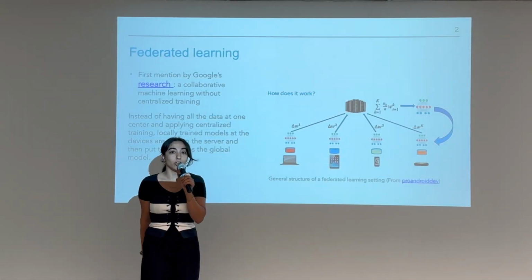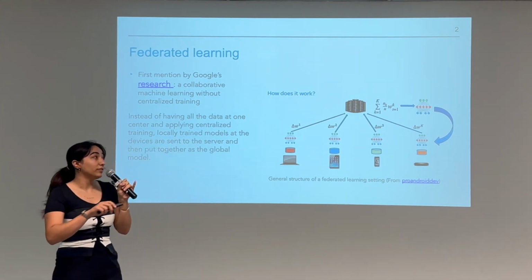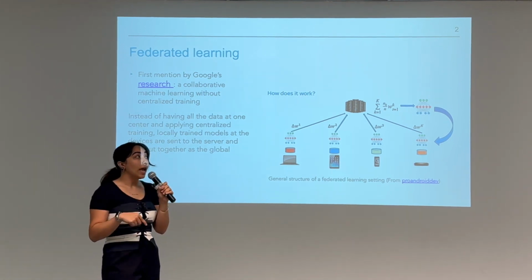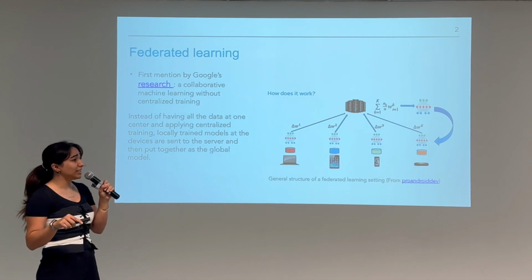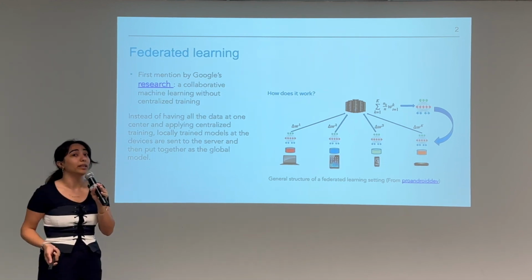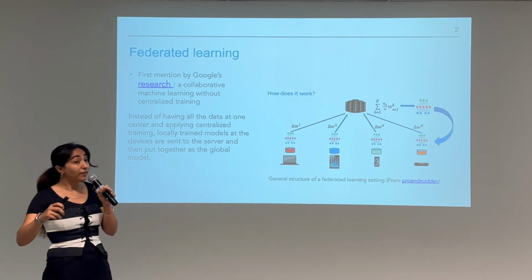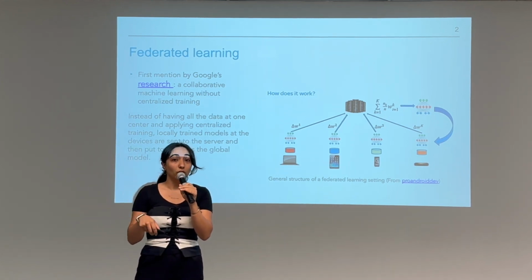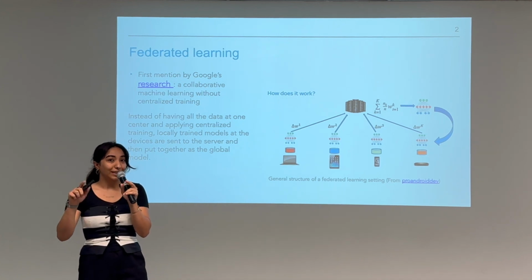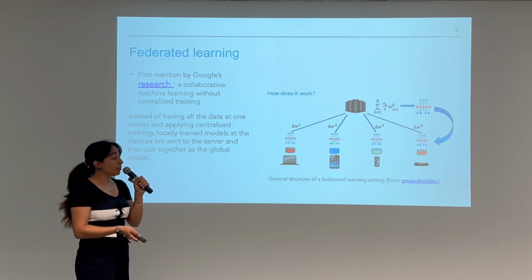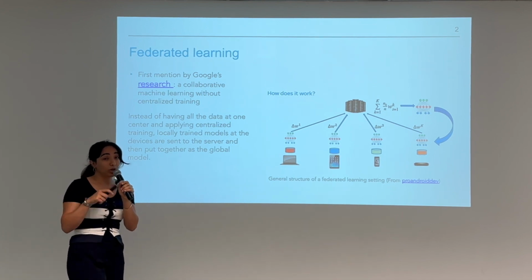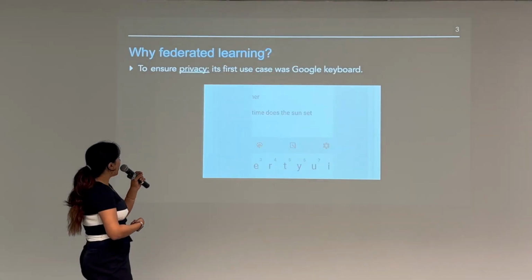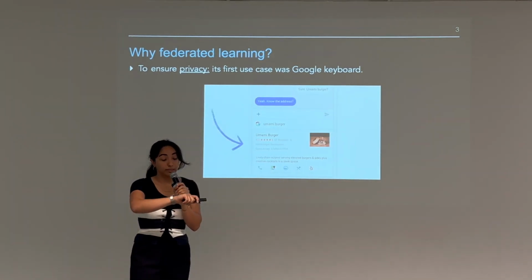Here we'll start with federated learning. What actually is federated learning? Well, it was first mentioned by Google's research, and basically it is a collaborative method of training a machine learning model. Instead of having all the data at one center and sending all the data to a central server to train the model on, each entity has their own data on their own device and trains the model, and the model is what is sent somewhere instead of the data. But why? Basically, to ensure privacy.